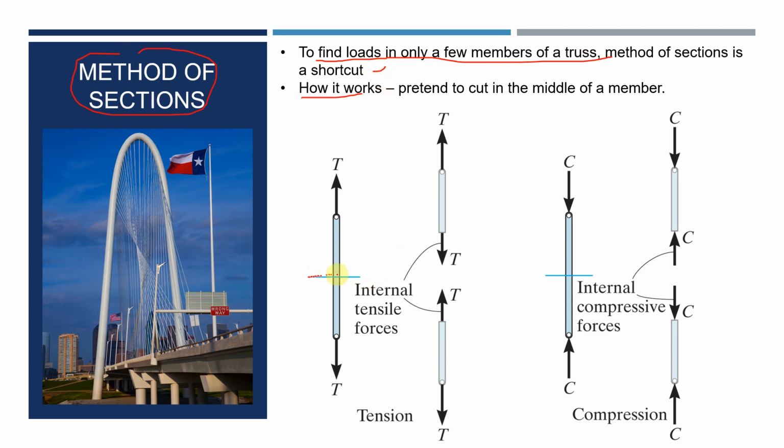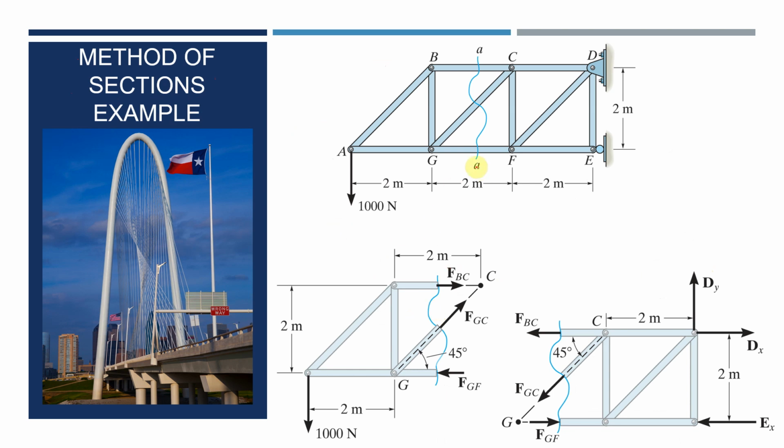You pretend to make your free body diagram in a piece of a beam. You cut the beam in half. So you have internal forces, and by pretending to cut it in half, you have internal forces on one side of the beam and the other side of the beam. So here's an example where you're cutting this truss in half.